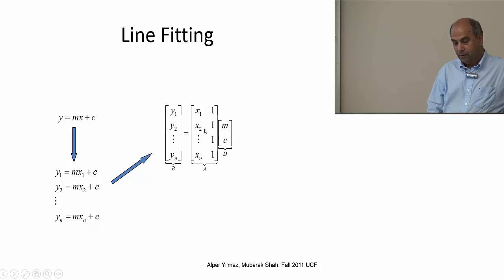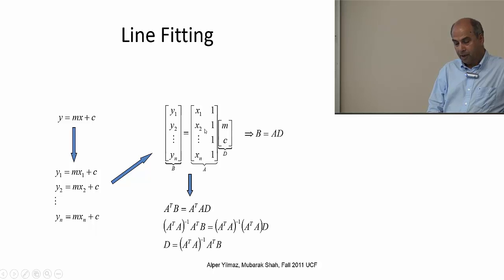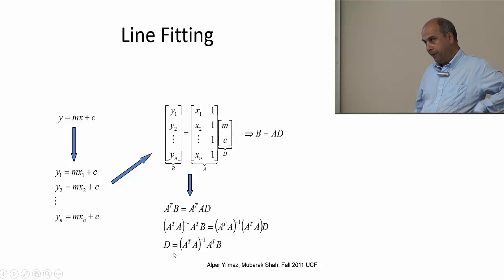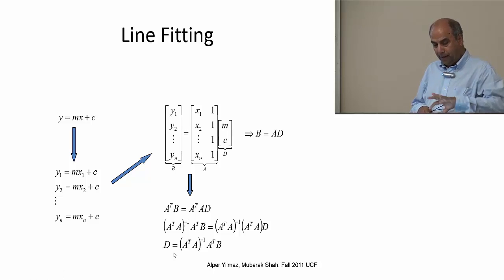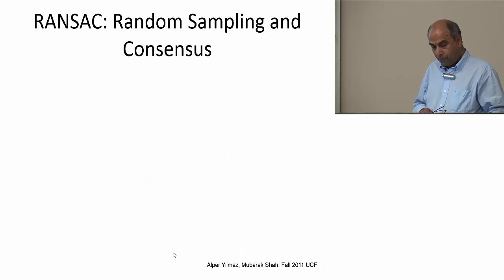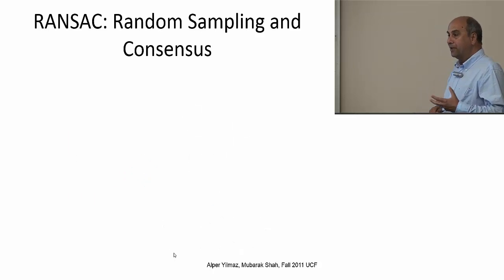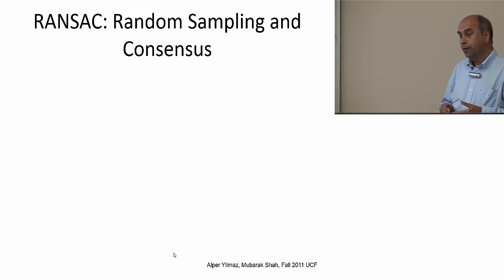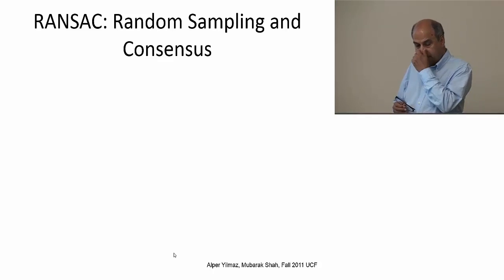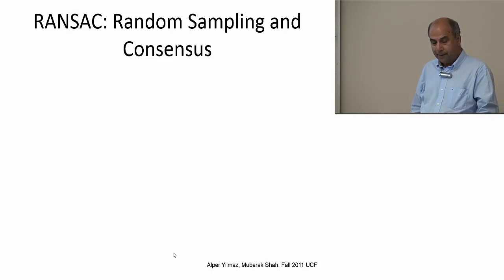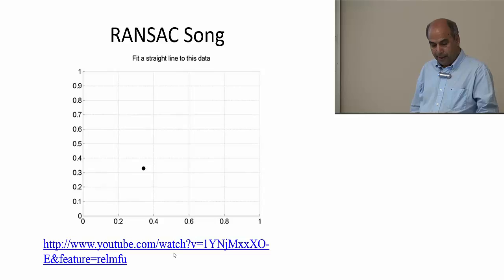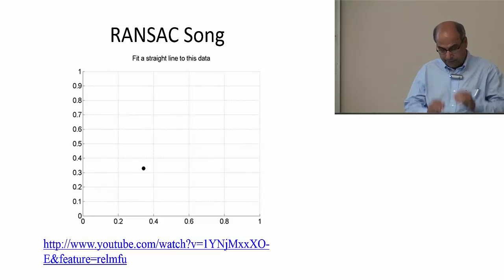Then this matrix cannot be inverted, so we'll multiply with the transpose, and then the whole thing will be common, and this will become D. So that's what we have been doing many times. So you should know that. And this kind of question will be on the exam, so you should be prepared. Okay, now let's talk about what is RANSAC and why is it good. So RANSAC, as I said, is called random sampling and consensus. And let's go to the song first.